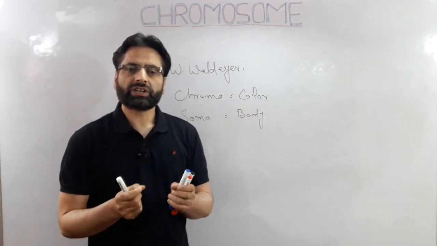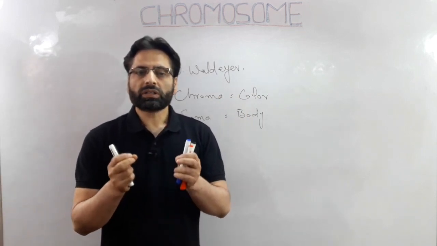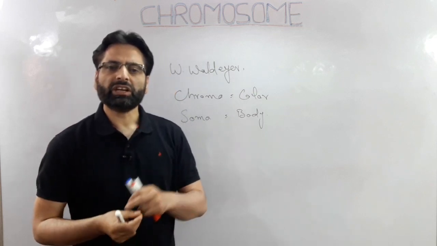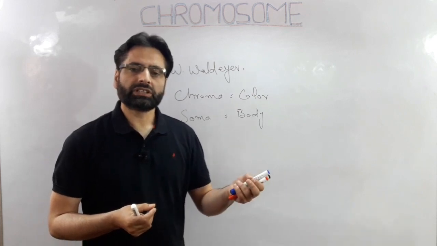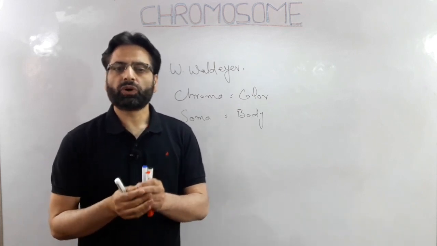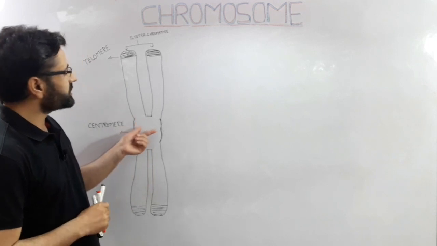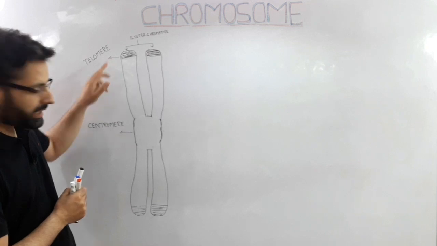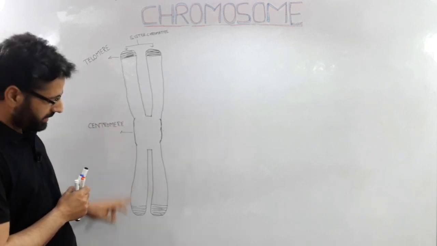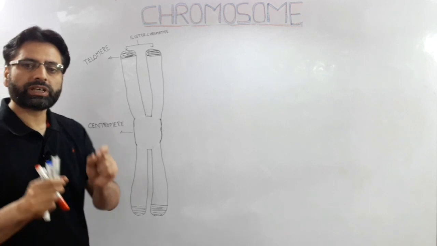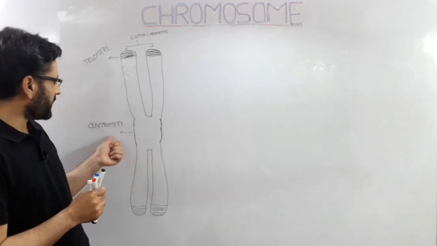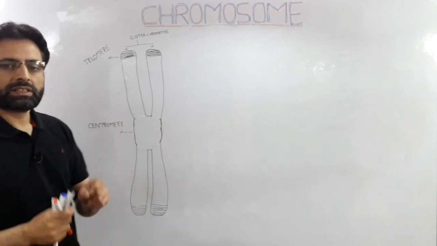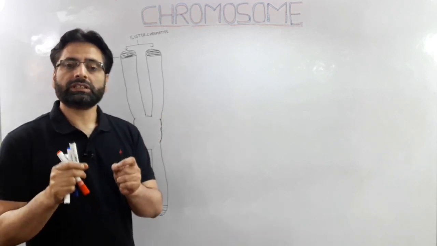So let us first try to understand what the various structural elements present in the chromosome are and what functions these structural elements perform. This is the general structure of the chromosome. The chromosome has a telomere here, then a centromere, and then again a telomere. That is, we have two telomeres and one centromere. And this structure is the structure of the chromosome present in metaphase.